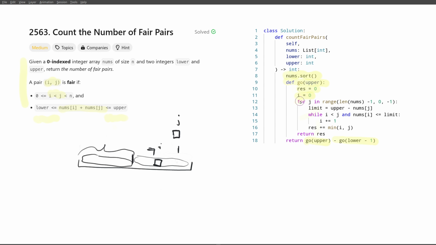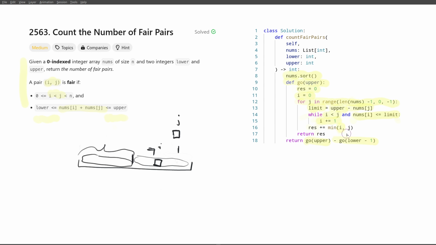We'll be getting our right end j from the right to the left. And now, if we take our limit, our upper, and subtract the value of the jth element, then this is the highest value that our element i can have, so that the sum is still less than or equal to upper. So we'll remember this limit. And while i is less than j, and while the value of nums of i is less than or equal to the limit, so this value is a good pair with our jth value, we push the i forward, right? Because i will want to point to the first wrong element.